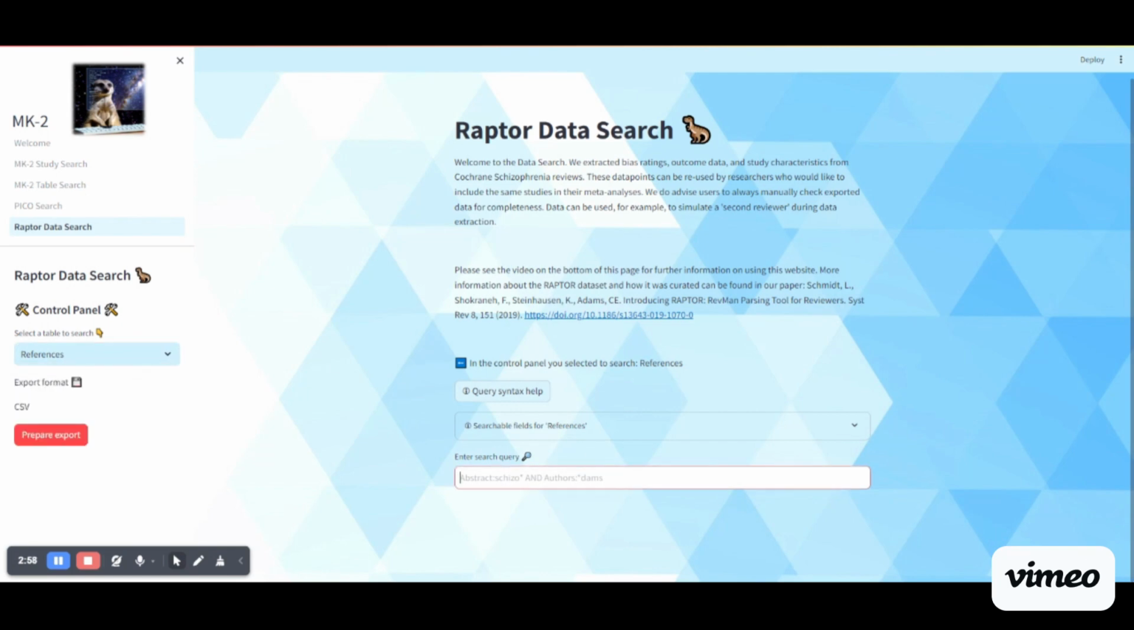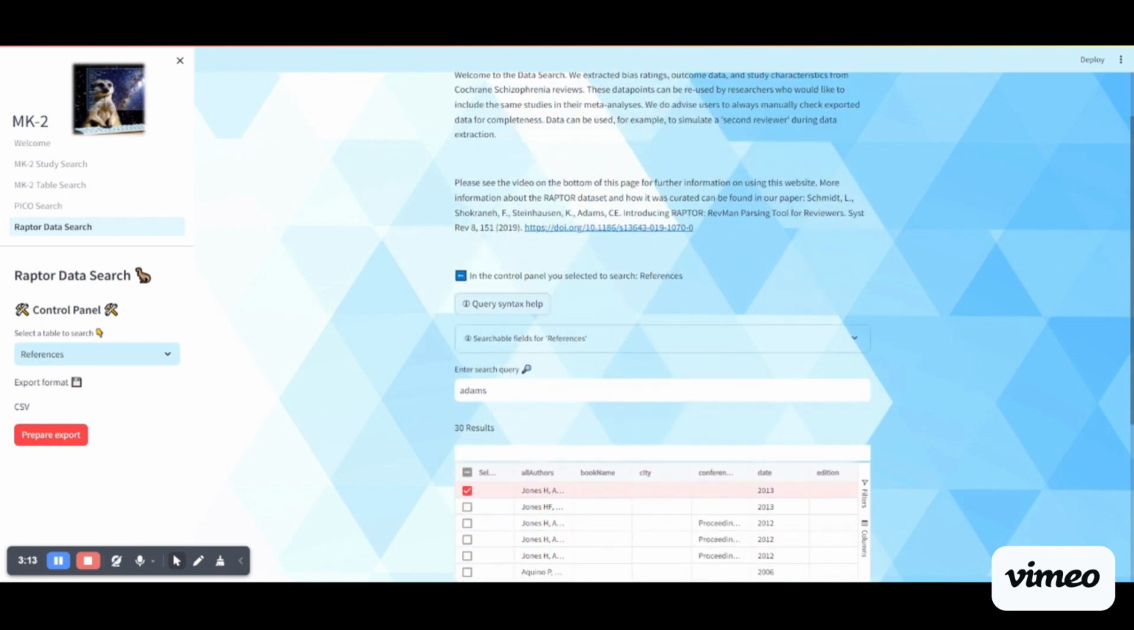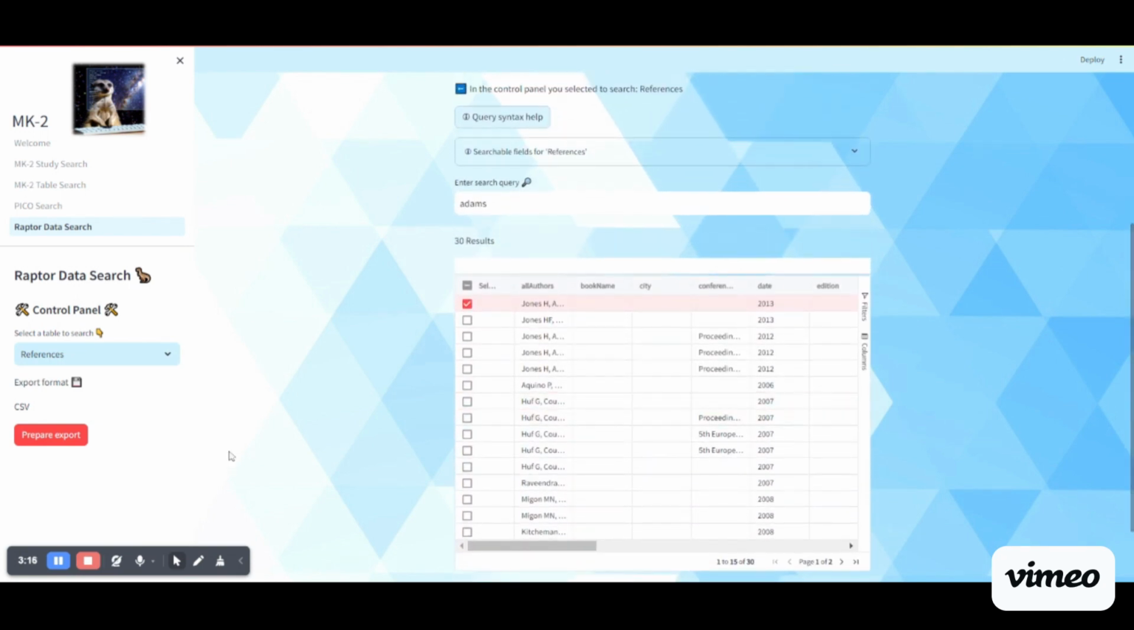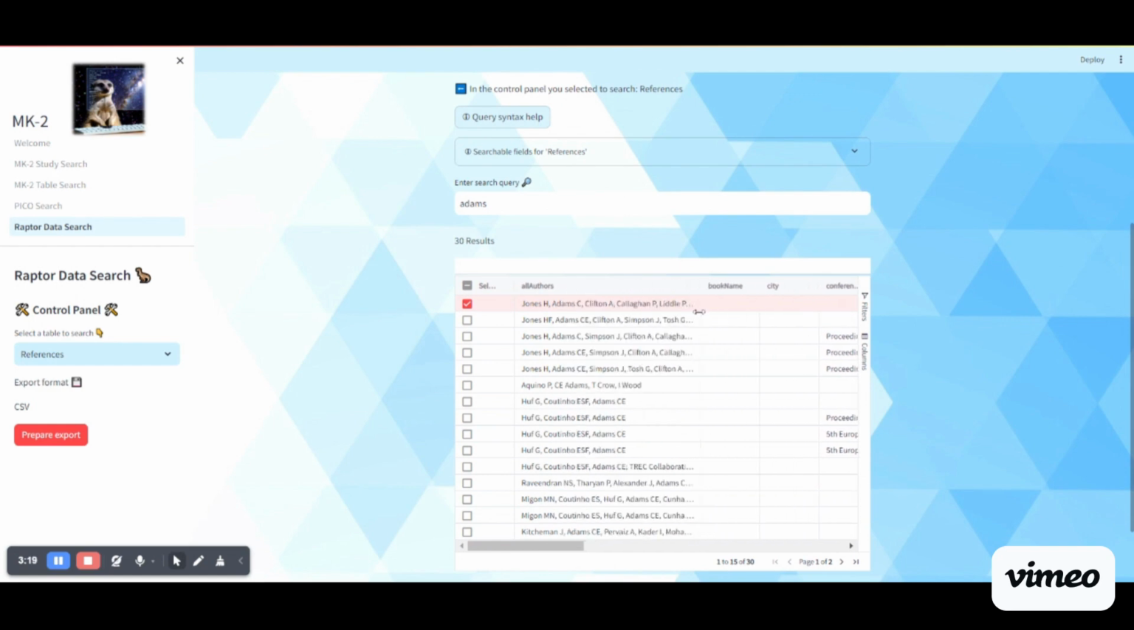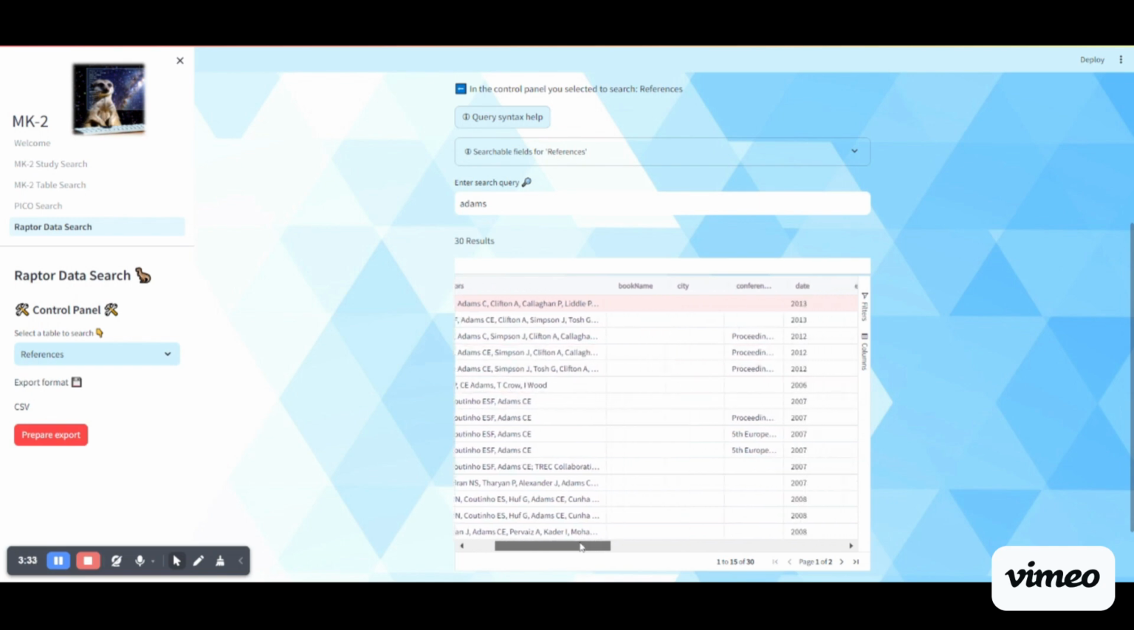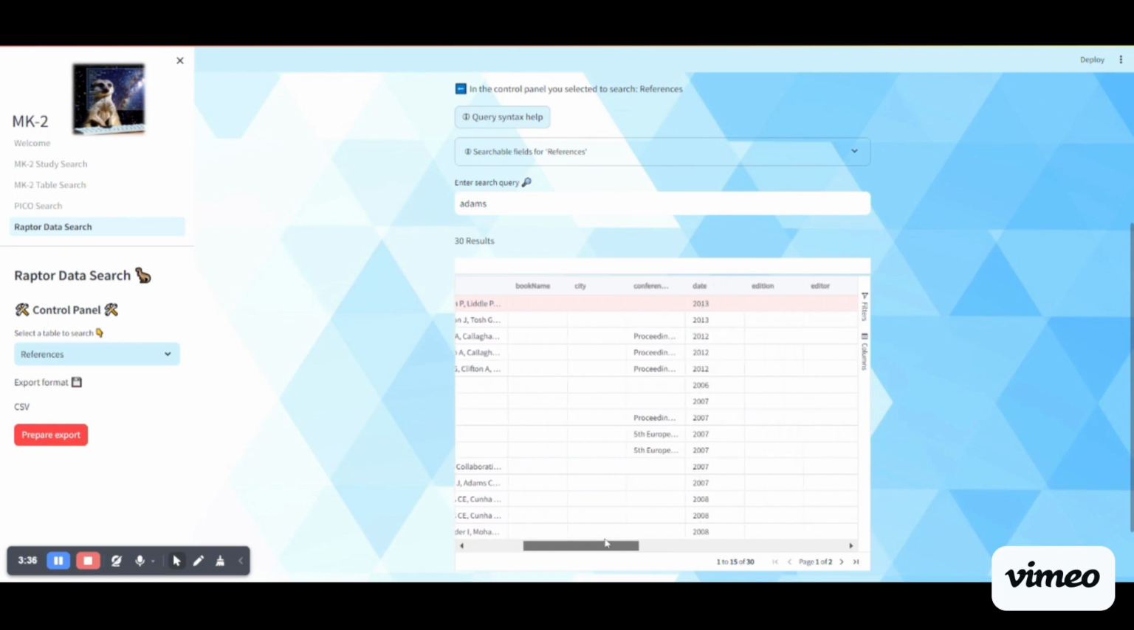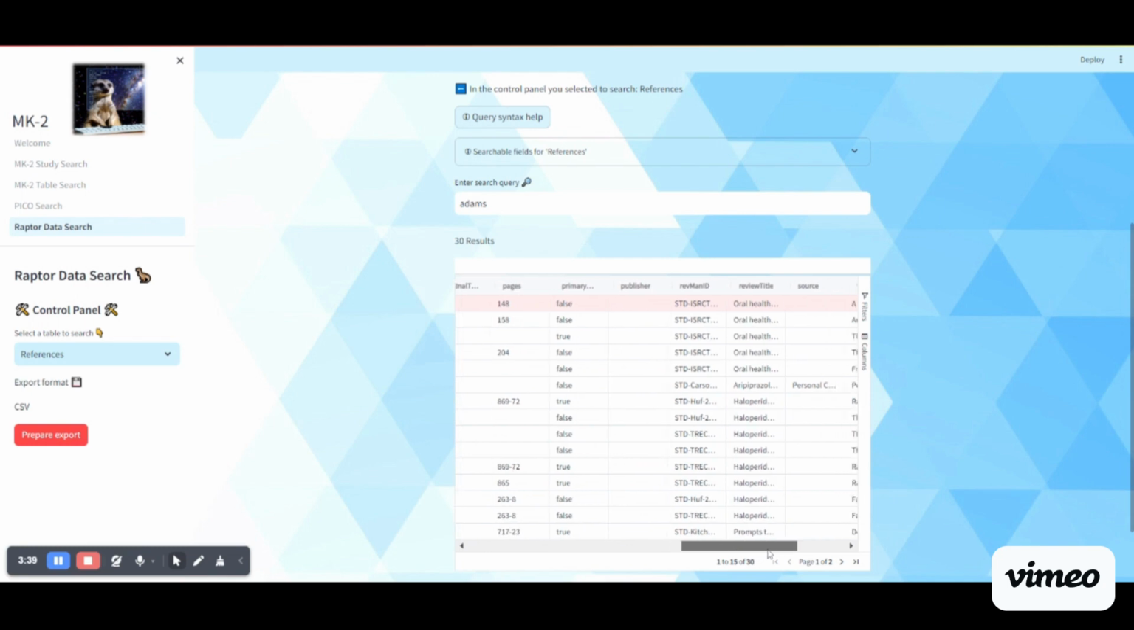But if you already know that you are including a trial in your review and you'd like to see if Raptor has the data set for it, then you can also try and find the trial here. So because here we are searching over all of the references. So here, for example, I've searched for a certain author. You can again address the fields, and whenever there is a reference to a study in here, then there's very likely to be outcome data as well.